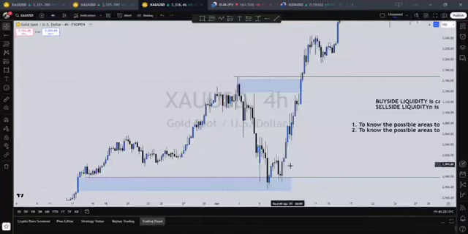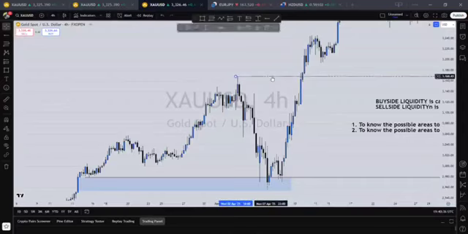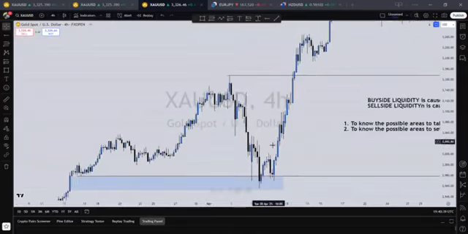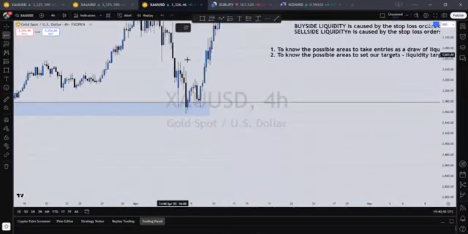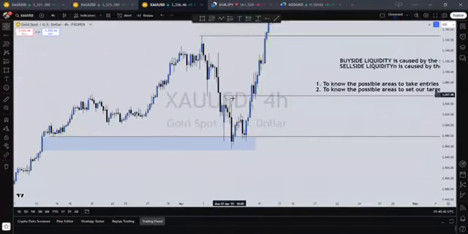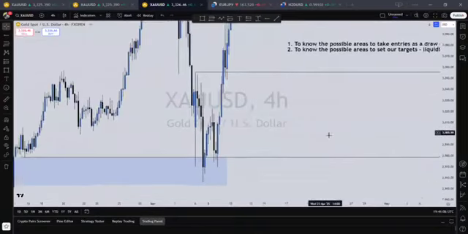Secondly, to know the possible targets. We've taken out this liquidity. We are in a bullish trend. Is our high, our external liquidity, the next target? Or is there an internal liquidity, a lower time frame target? If you think there are other reasons why you are studying liquidity, you are not ready yet. These are the only two reasons.